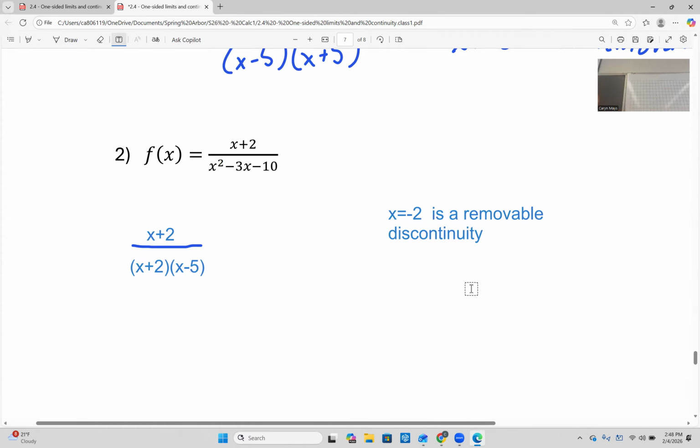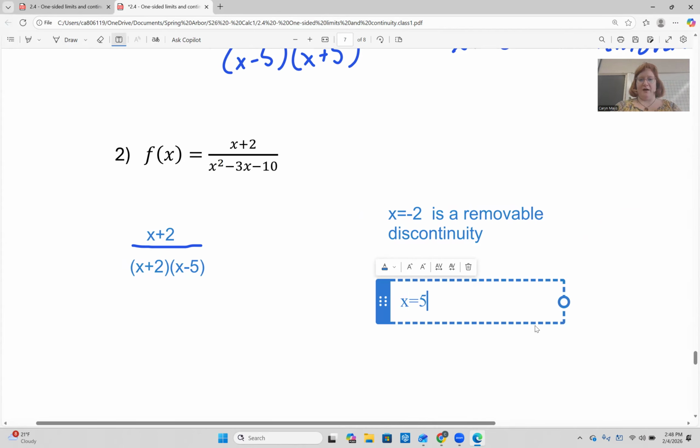What doesn't cancel away? The x minus 5. It's still in the denominator, though, so it's still a problem. What would be making me divide by 0 in that x minus 5? Yeah, 5. So x equals 5 is a non-removable discontinuity.